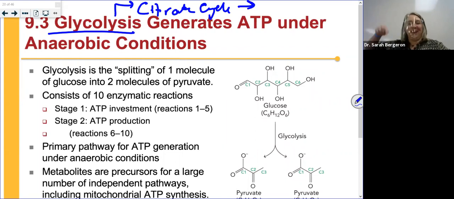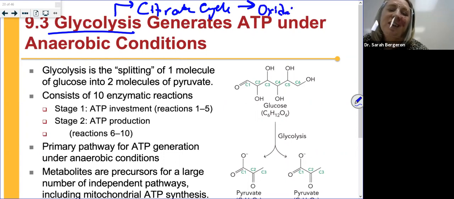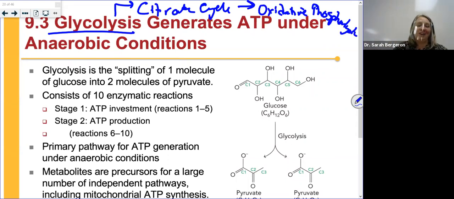These are our 3 chapters: glycolysis, citrate cycle, and oxidative phosphorylation. Right? So we got to get our sugar ready for the citrate cycle, or the Krebs cycle, whatever you want to call it, right? So our whole goal is to take glucose through glycolysis and to split it into 2 molecules of pyruvate. That's our end goal.